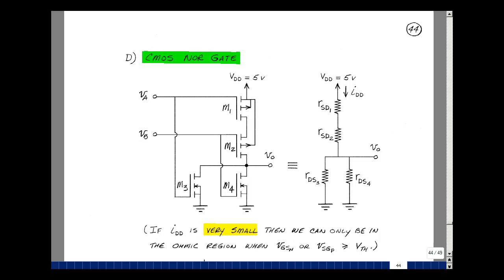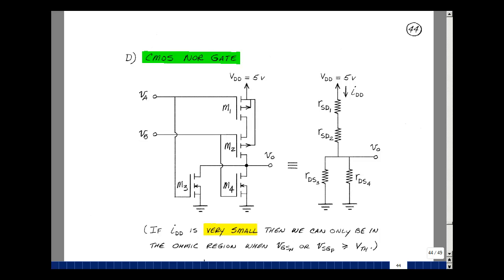In this configuration, I've got two transistors with their drain and source in series and two in parallel. We saw that MOSFETs used as logic elements were either high resistances or low resistances. So let's model this transistor M1 as a resistor between these two nodes, and then this one between these two nodes, and then this one here, and then this one here. And I'll just label these as having a source to drain resistance or a drain to source resistance.